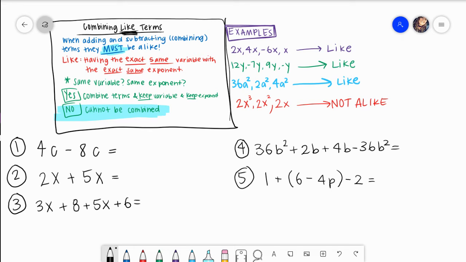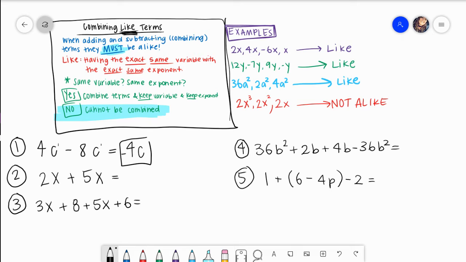So if I do 4 minus 8, signs are different. I subtract, keep the sign of the larger. Now it tells me to keep variable, keep exponent. Keep my variable, which is a c. And there is, again, y'all, a little invisible 1 right there, okay?